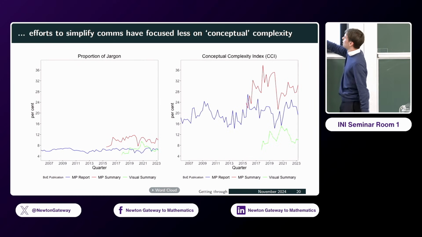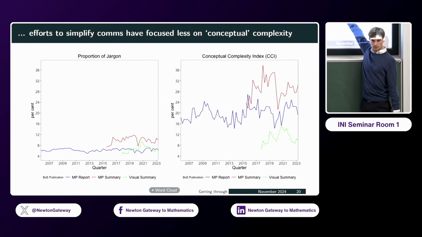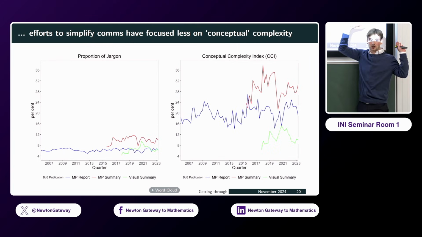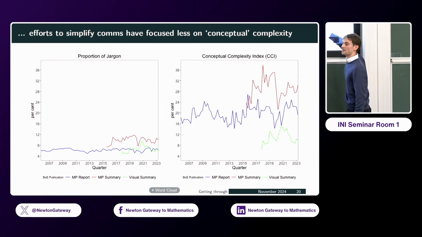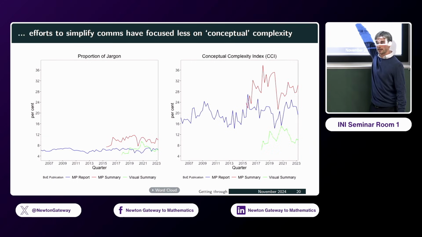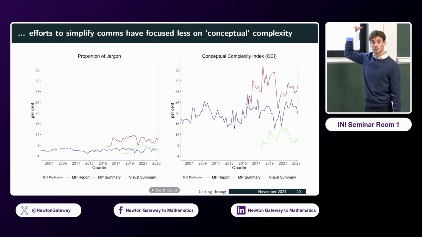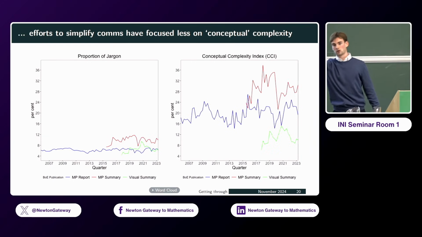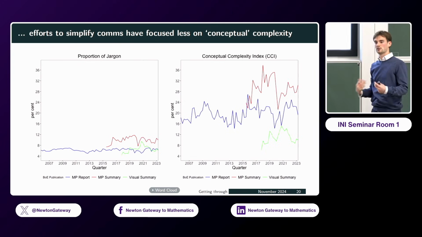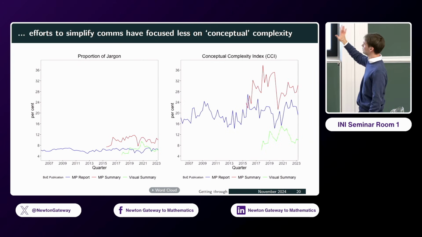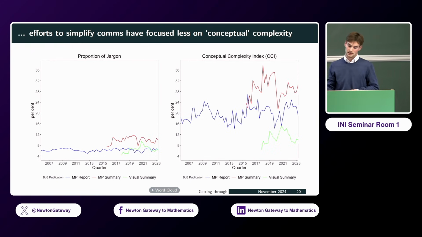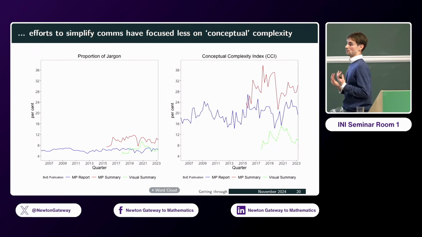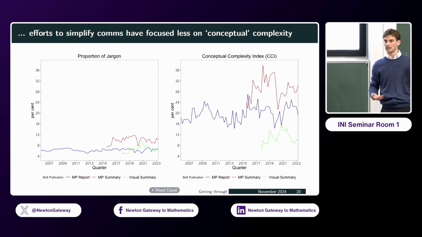Now, okay, if you look at the visual summary, right, fine. That actually maybe they've not done too bad a job for that. Right. That even by this metric, that is less complex than the other publications. But across the other publications, we don't see this trend decline in recent years. Right? So there's sort of mixed evidence. It doesn't look like they've been targeting these metrics of communication. So I guess the question is, okay, so which matters more? Is it semantic? Is it conceptual?